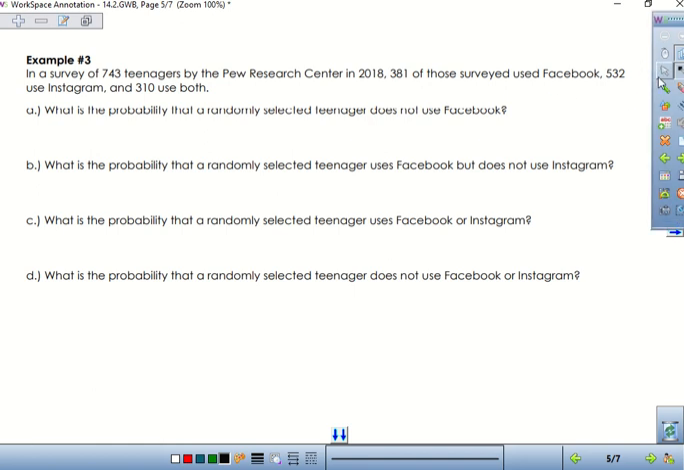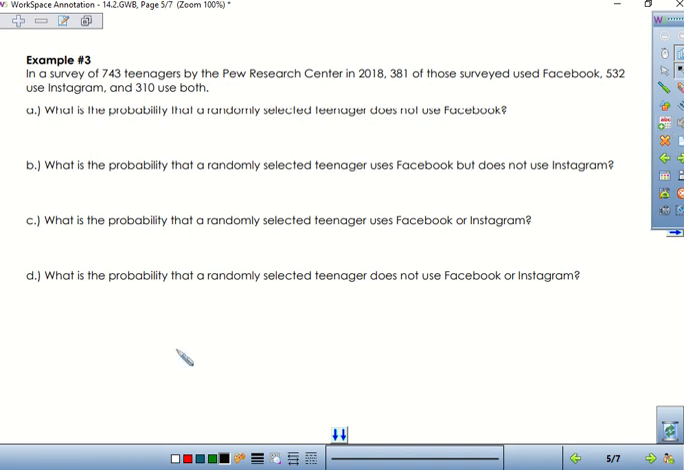So, in a survey of 743 teenagers at the Pew Research Center in 2018, 381 of those surveyed used Facebook, 532 used Instagram, and 310 used both. So this is the same kind of scenario, but there's not a Venn diagram provided for you. You don't have to draw one, but I'm going to draw one so you can see a visual as you learn it. But you don't necessarily need one. You can do it without.